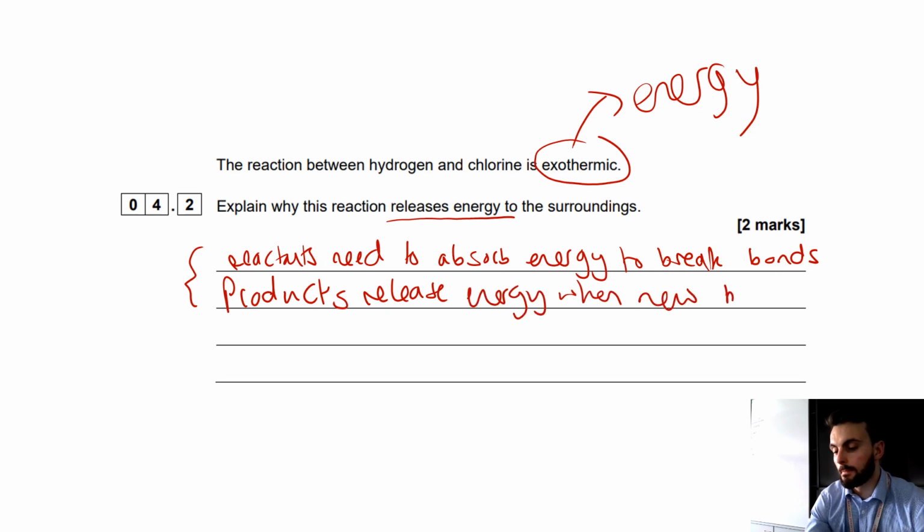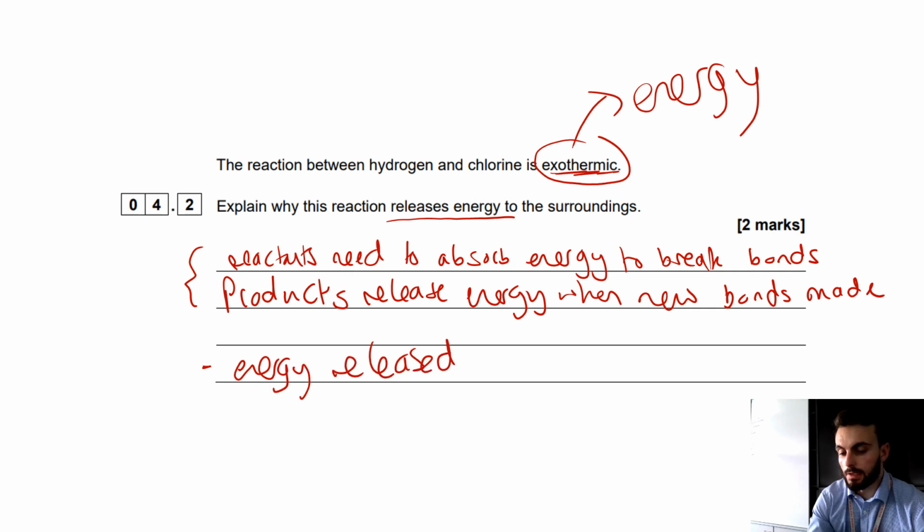So that's our first mark. And then why is it exothermic? Well, why is it releasing energy to the surroundings? That means there must be energy left over, so therefore the energy released is greater, is more than the energy absorbed.